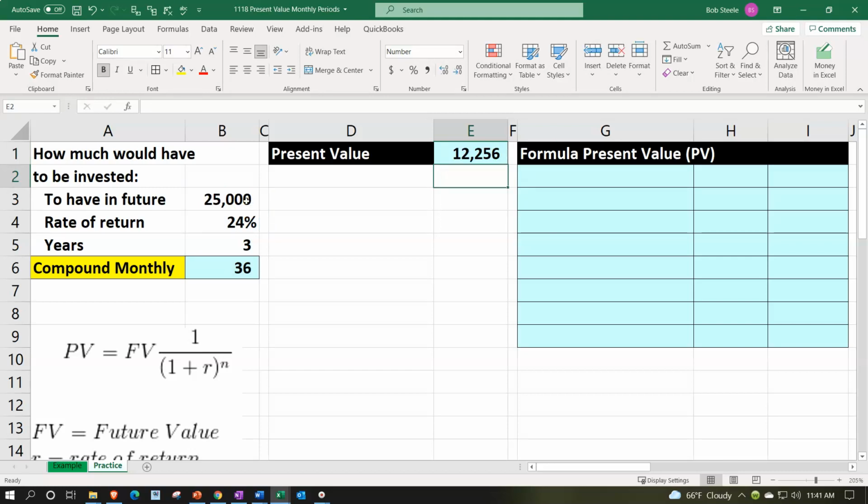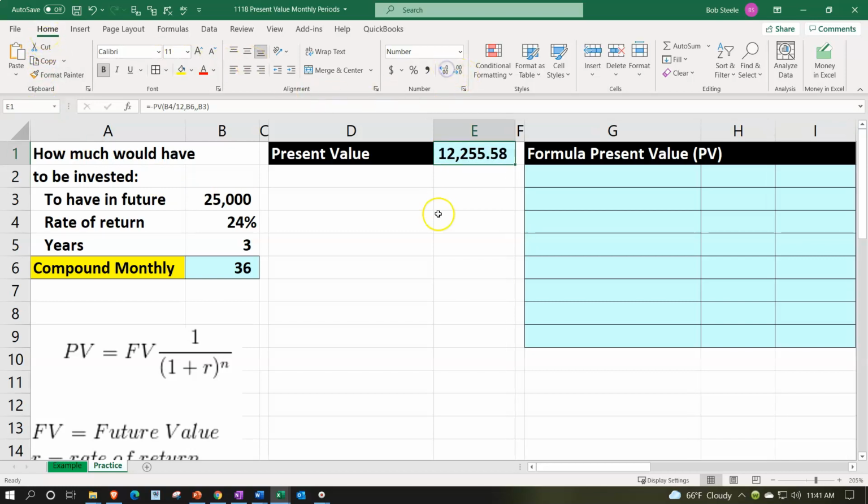So we're at about 12,255.56. Let's add some decimals. Home tab, number group, a couple of decimals. So we're at 12,255.58. Okay, so then let's do this on a formula basis. Same kind of thing. This is what you would probably do in practice.